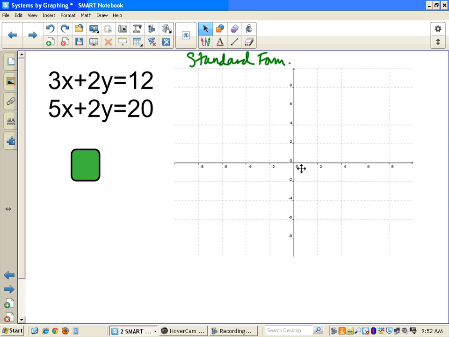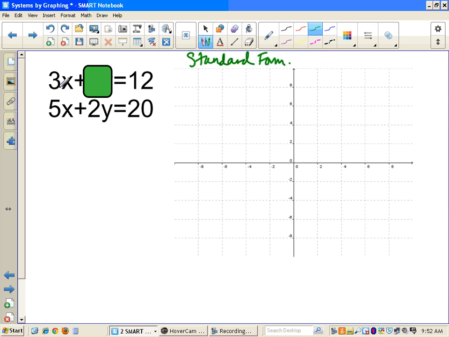The x-intercept will be along the x-axis, and that's going to be when y is 0. So if y is 0, 2 times 0 is just 0. So we can cover that whole thing up and see that we just have 3x is equal to 12, or if I divide by 3, x is equal to 4. So I have an x-intercept of 4, 0.